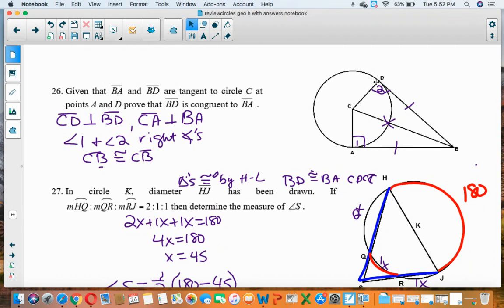CA and CD are also going to be congruent because they're both radii of the same circle. They share BC right here, so I can actually prove that these triangles are congruent to each other by hypotenuse leg. And then if they're congruent to each other by hypotenuse leg, then BD has to be congruent to BA by CPCTC.